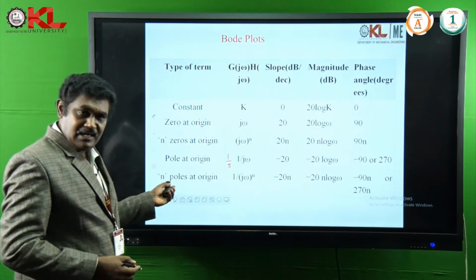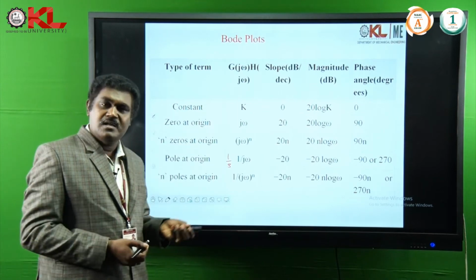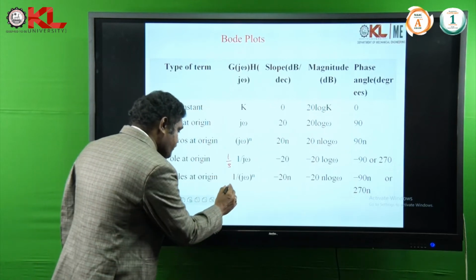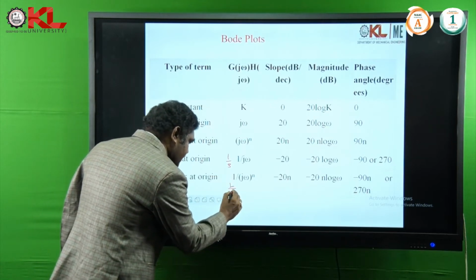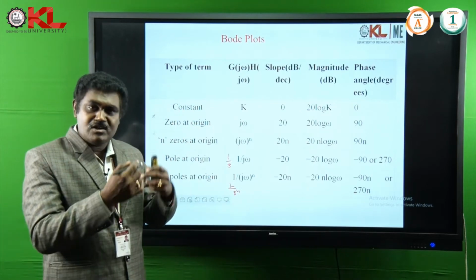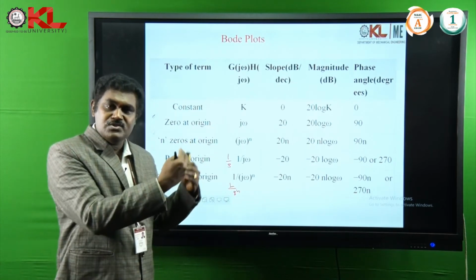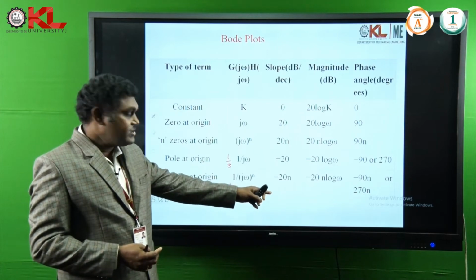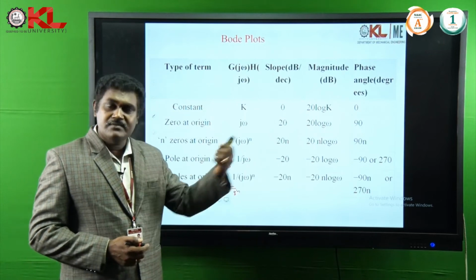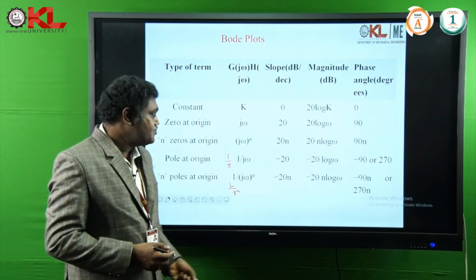Similarly, as we found for n zeros at origin, here we have n poles at origin. That is 1 by j omega to the power of n, that is 1 by s to the power of n. If such a transfer function is given, you can find the slope, magnitude and phase angle. The slope is minus 20n, the magnitude is minus 20 log omega, and the phase angle is n times this value: minus 90n or 270n.